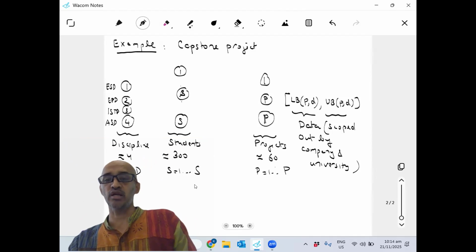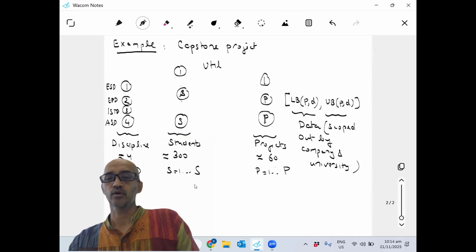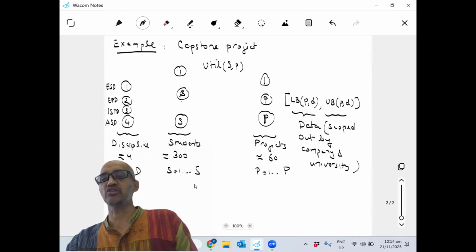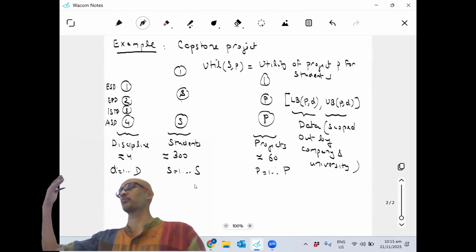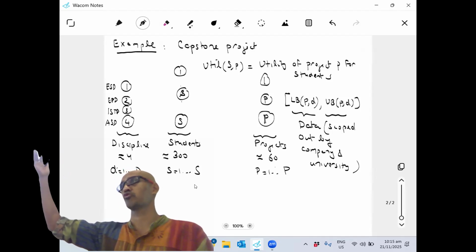Every student will give you a utility. The utility of project P for student S essentially tells you how much student S values project P. Think of this as rankings if you want. What is my top ranked project? And second ranked, and so on and so forth.